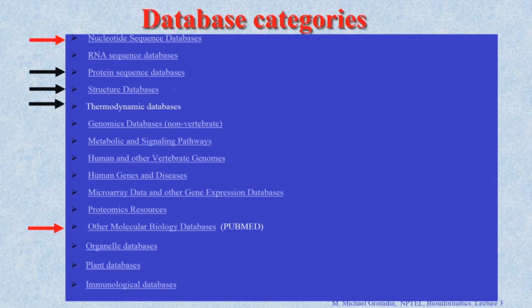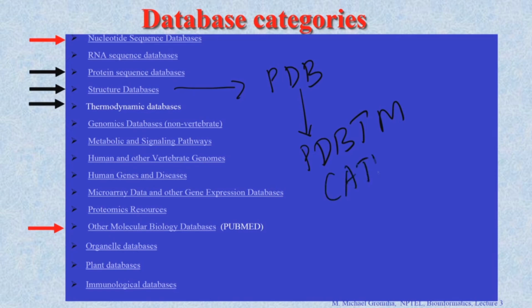What is the major database for protein structure? PDB is the major database. Based on the data available in PDB, there are various sub classifications. Can you tell some classifications from PDB? PDB-TM. What is PDB-TM? The database of transmembrane proteins. Also you have CATH and SCOP, which are for the structural classification of proteins. And ASTRAL, what is it for? This gives a non-redundant set of structures.